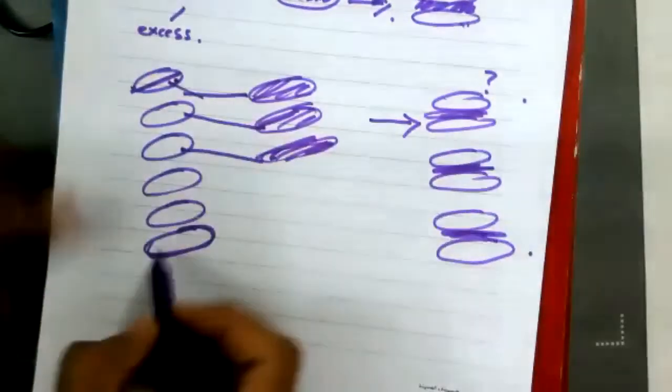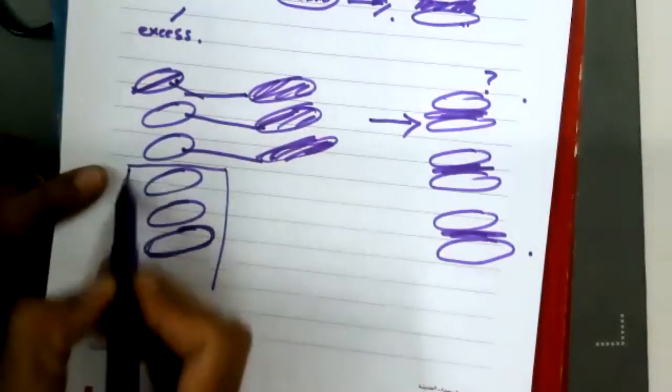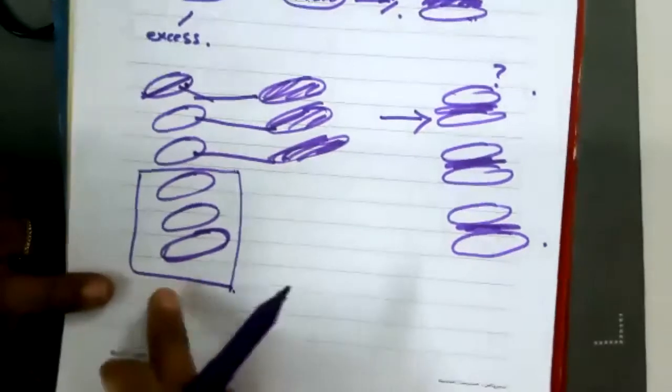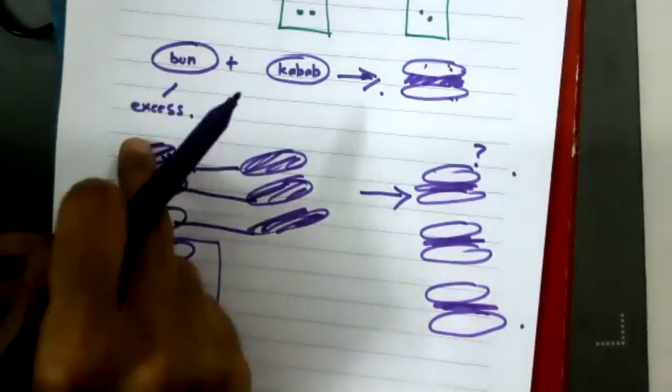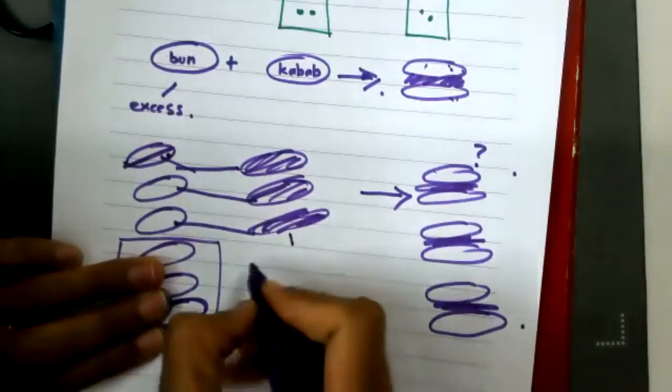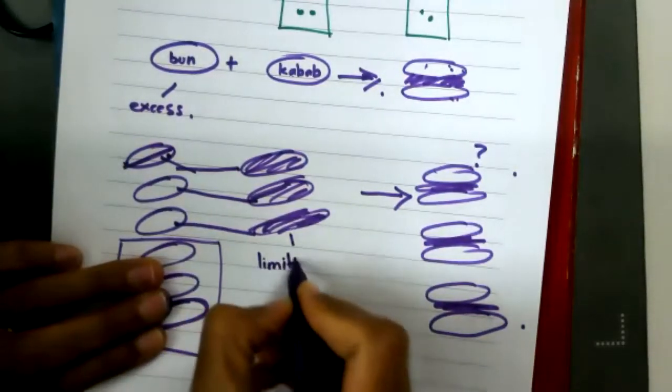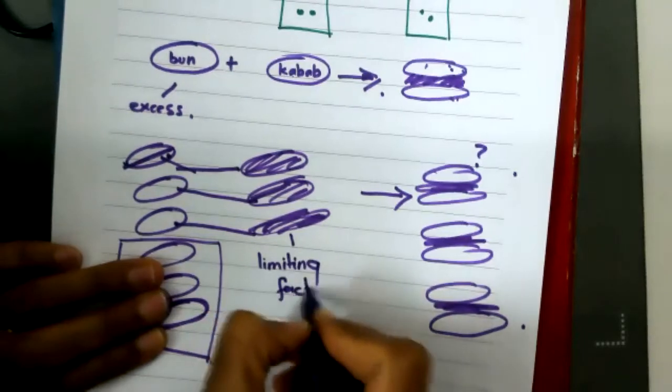So this is an excess because I did not use these 3. I only used these 3. And this is the limiting factor. This is my limiting factor.